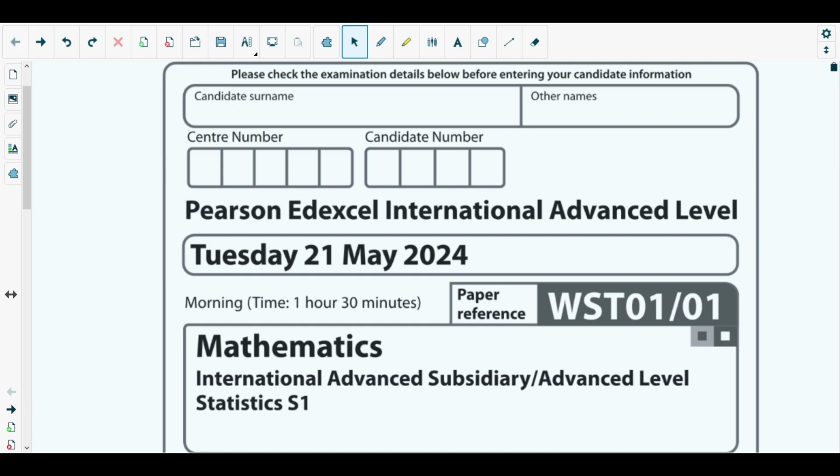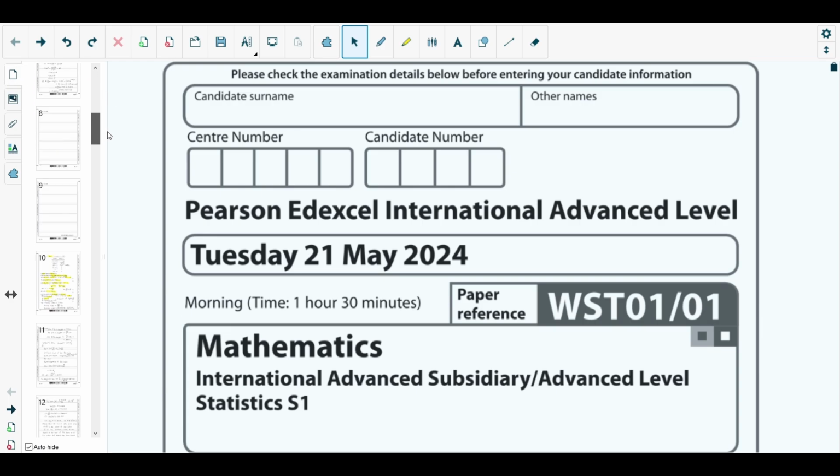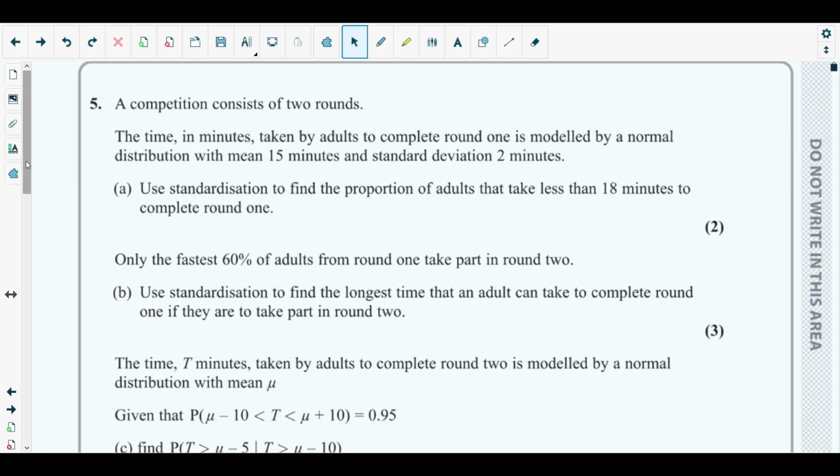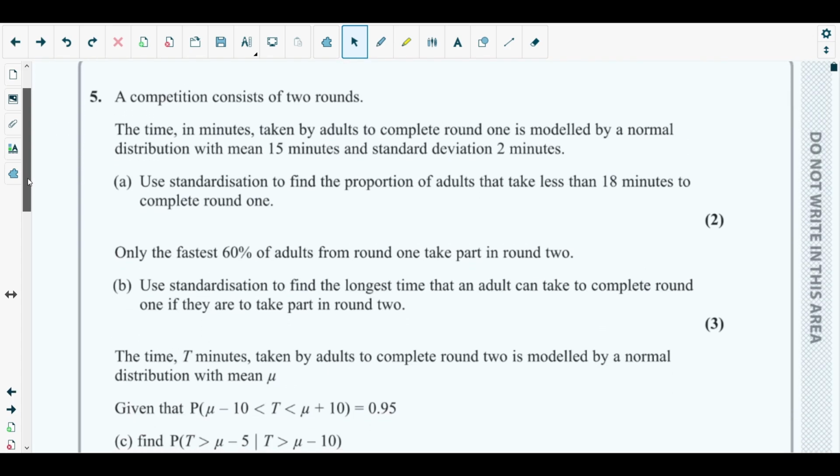In this video we will be solving question number 5 from May 2024 Statistics 1, that is the S1 paper. Let's see what question number 5 is about. The concepts behind this question are basically from the normal distribution, which is the last chapter of your Statistics S1 textbook, chapter number 7.